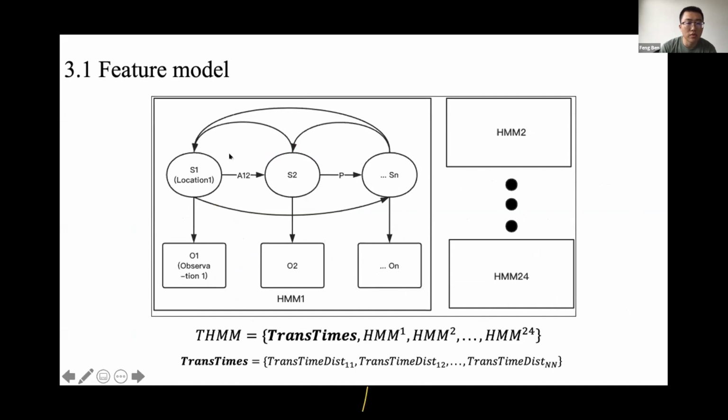We divide one day from 0 o'clock to 24 o'clock into 24 time slots and construct a hidden Markov model for each time slot. Besides, we have a transition time, which means the time a device needs to move from one location to another. We assume the transition time doesn't change with time.